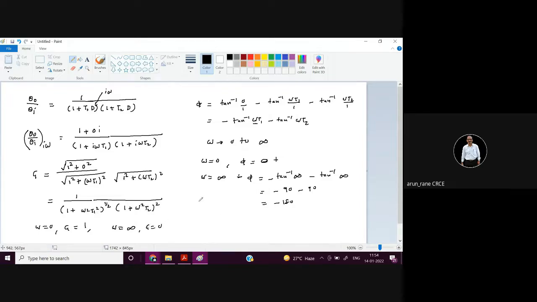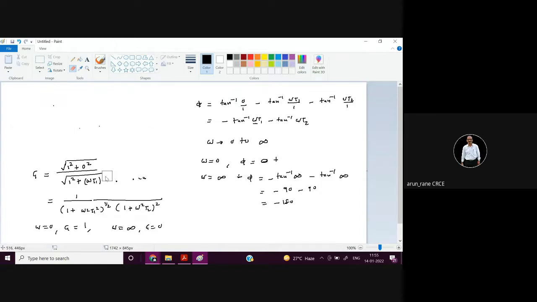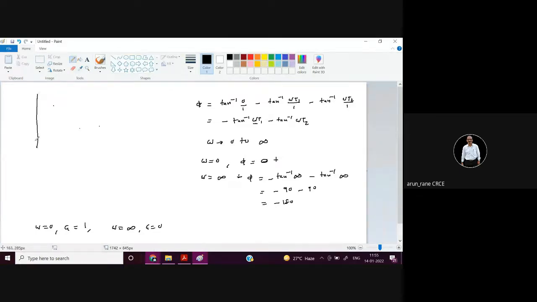Now you draw the graph. It is not that complicated. Now you have these values, that is when, how to draw the graph. This is what is called the polar plot.